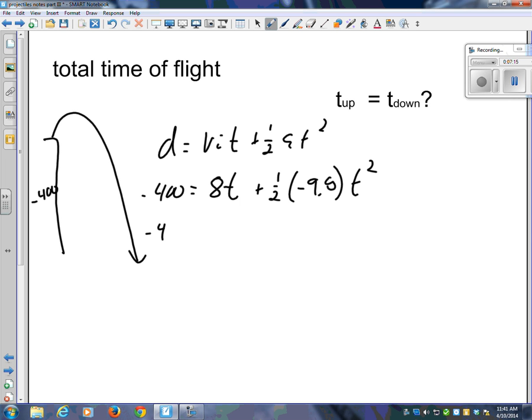It's going to be a drag. You bet. Can I take the minus 400 to the other side? Just put 0 there. Is that okay? So I'm going to have minus 4.9 t squared. But you can't do that. You've got to make that positive.